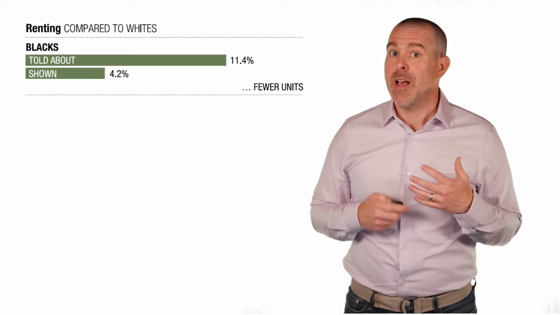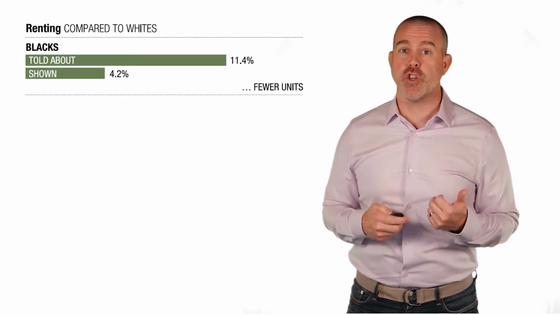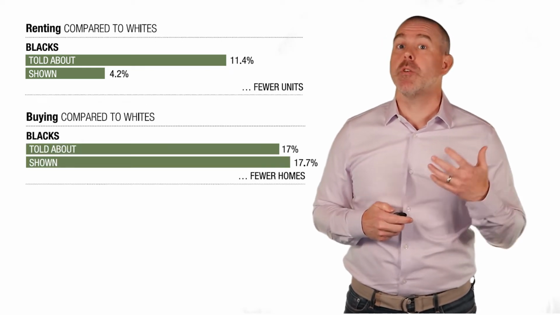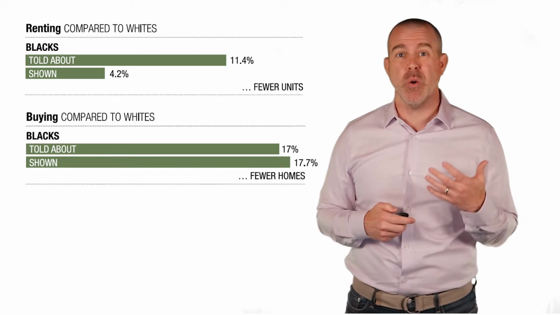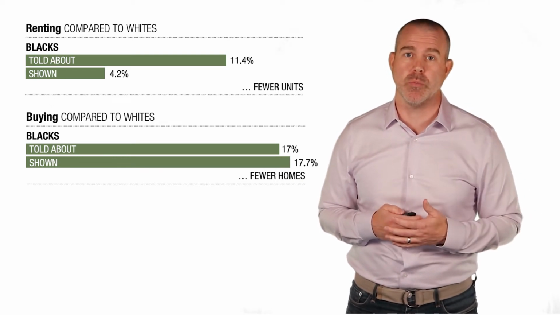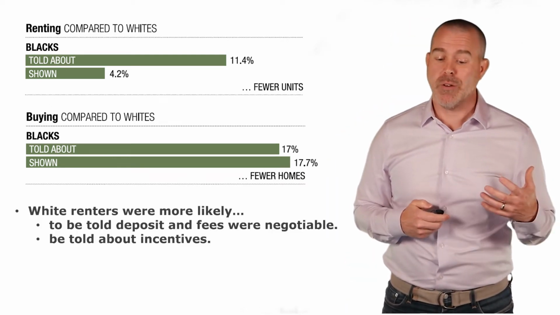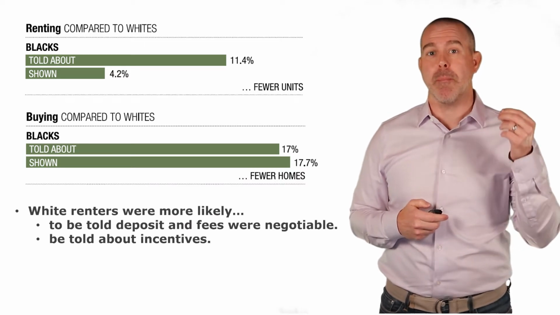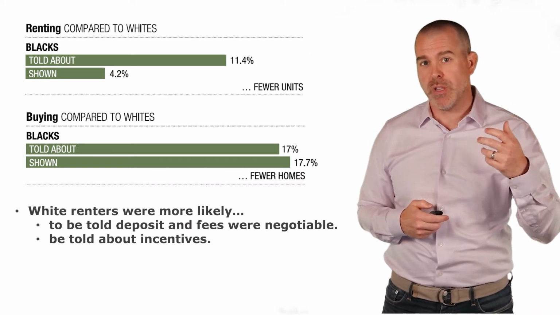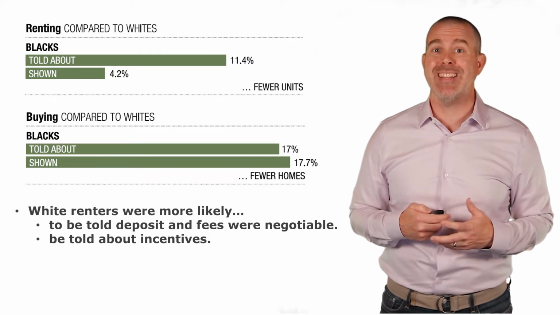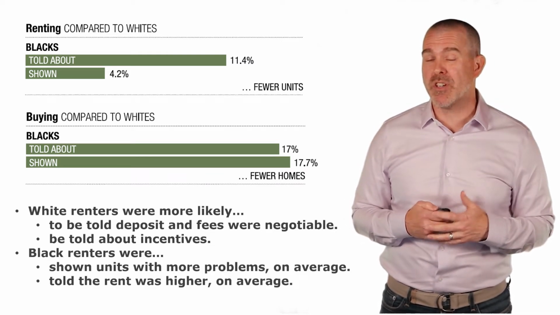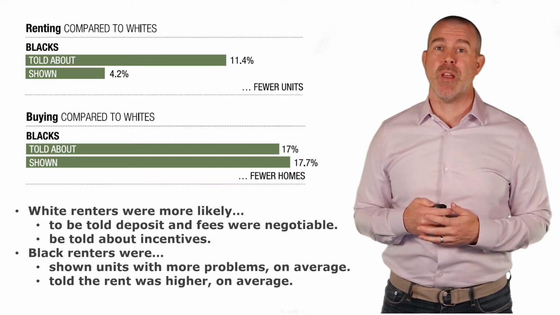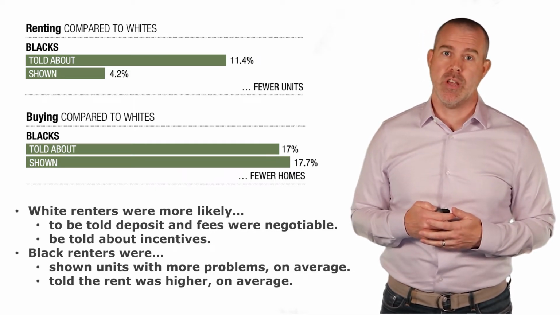What they found is that in terms of renting, black renters were told about and shown fewer units. And in terms of home buyers, black potential home buyers were told about and shown much fewer potential homes. In general, white renters were more likely to be told that the deposit and the fees were negotiable, and they were more likely to be told about different incentives to rent. Black renters were shown more units with problems on average, and also told that the rent was higher on average.